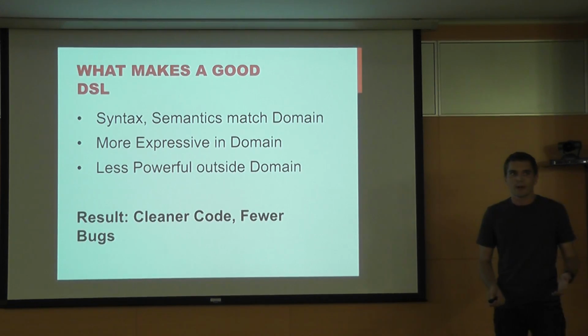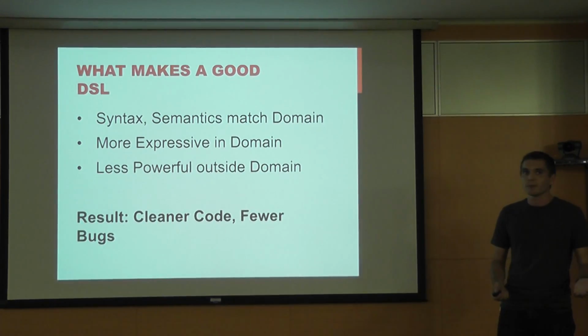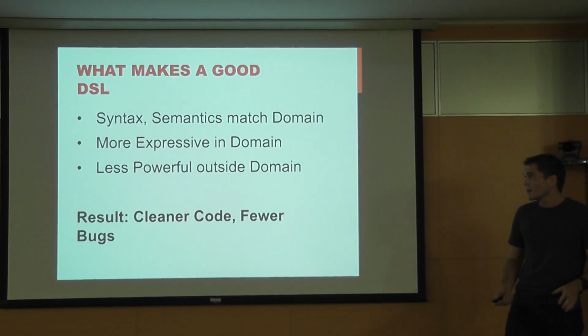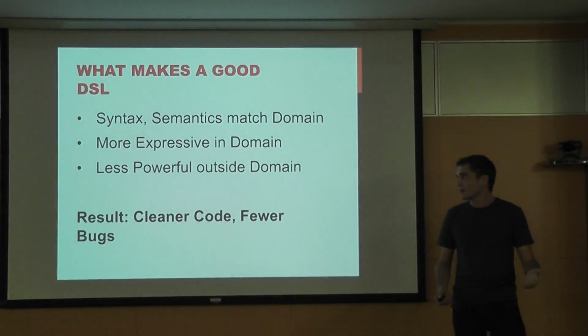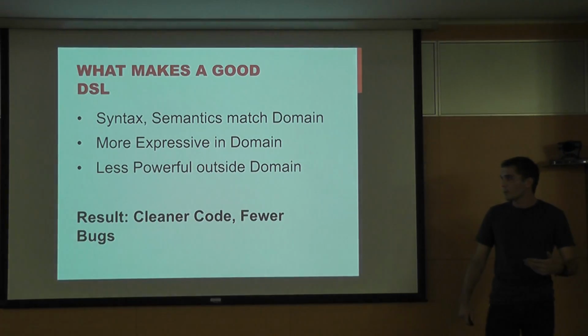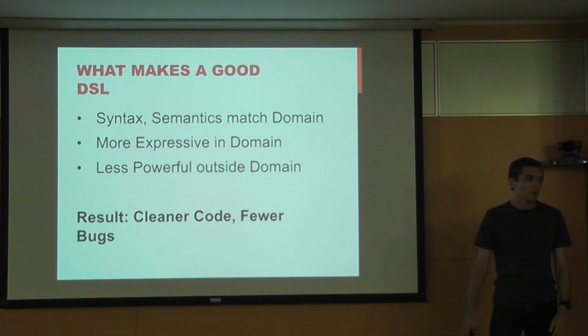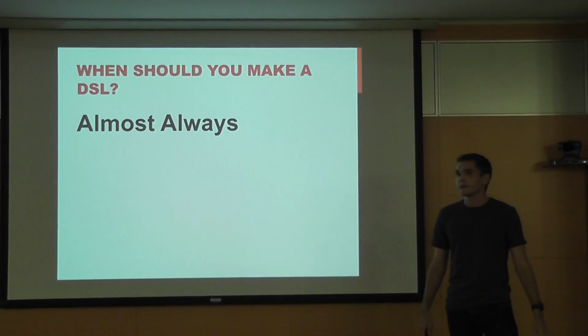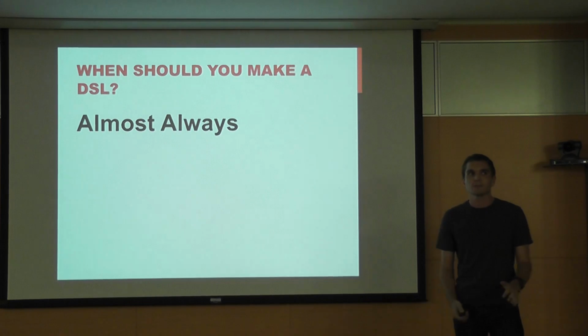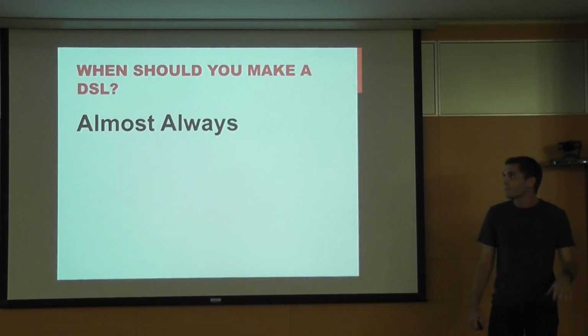There's a reason why typesetting languages aren't Turing complete, and you don't want to introduce complexity where you don't need to. And if you can do this, you'll get a lot cleaner code with less boilerplate, easier to understand, and you'll have fewer bugs and a faster development cycle in the long run. So now, when should you make a DSL? And I would say almost always, and I'll get into why right now.